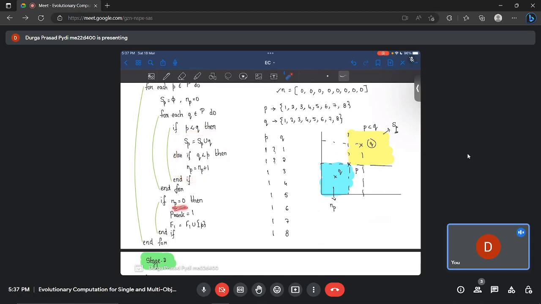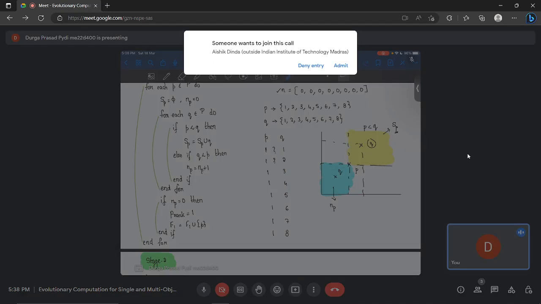If NP is equal to 0, which corresponds to this region, it means there is no solution which is dominating the given P, then the rank of this particular individual P equals 1. Then you add it to your F1. F1 is your front rank. It is the Pareto front which has rank 1.